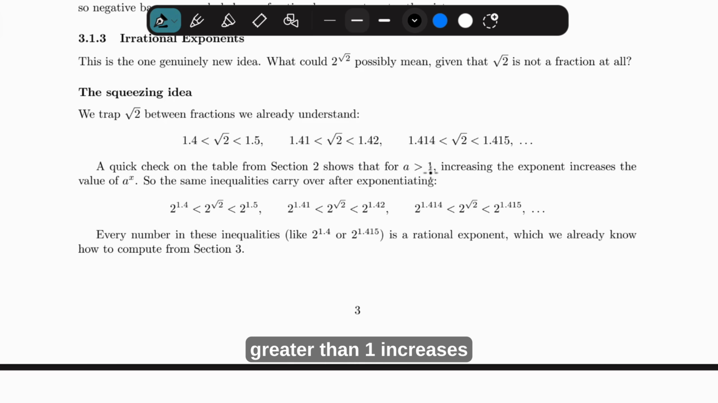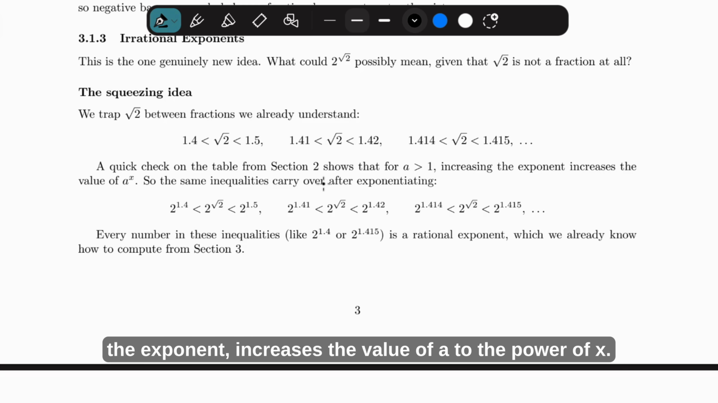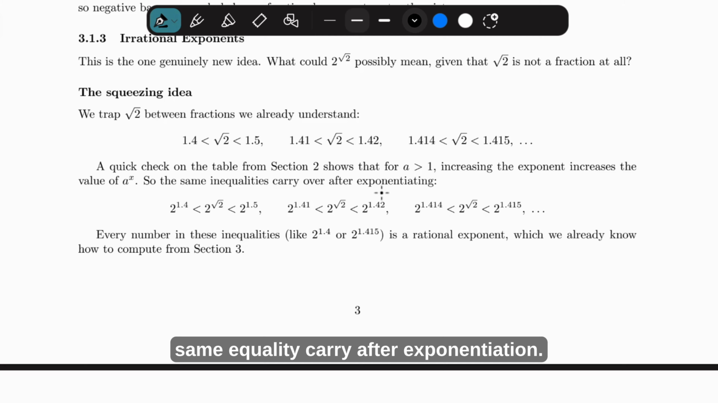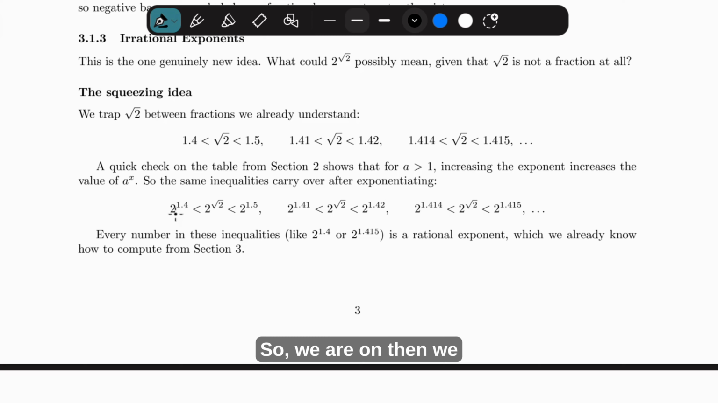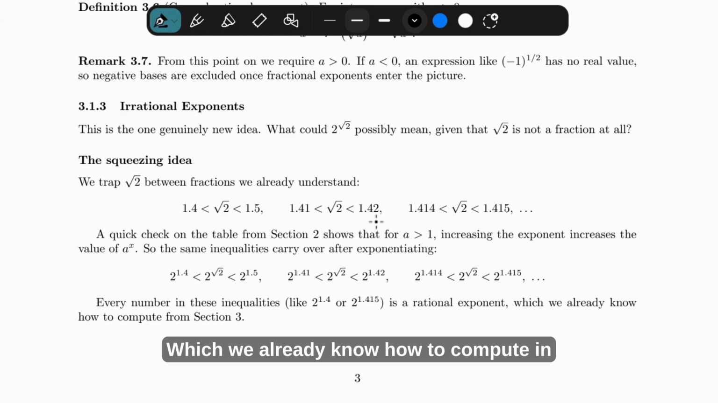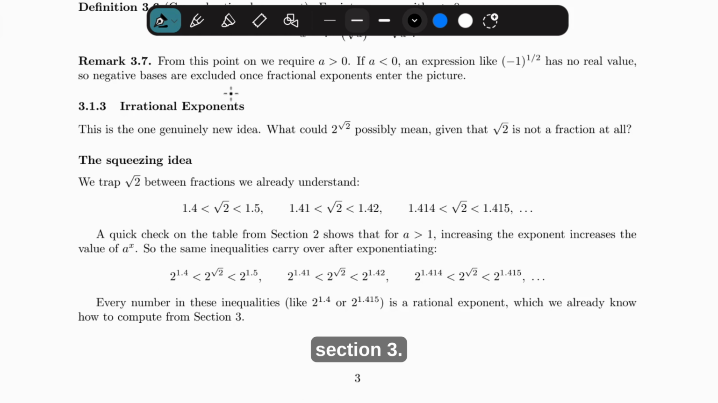A quick check of the table in section 2 shows that for a greater than 1, increasing the exponent increases the value of a to the power x. So the same inequality carries over after exponentiation, and we can take the exponentiation on both sides. Every number in the inequalities, like 2 to the 1.4 or 2 to the 1.415, is a rational exponent, which we already know how to compute from section 3.